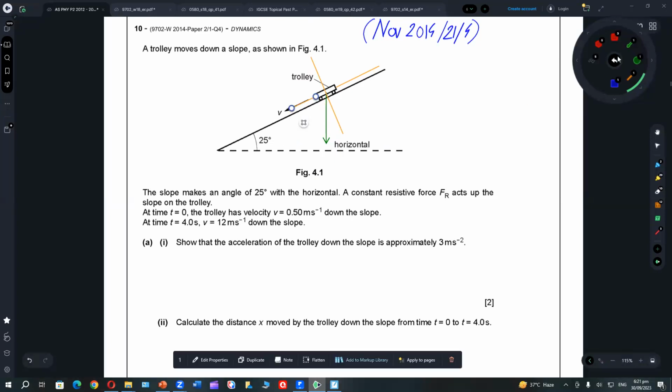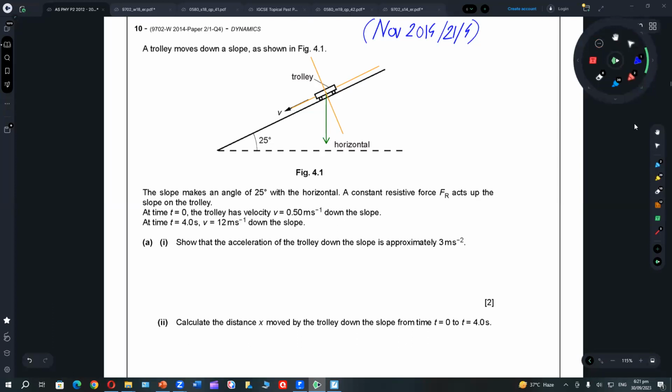So I have made the force diagram, arrows for the force diagram. The angle 25 will be shifted here. I don't have the mass, so I call it mg. He says there is a constant resistive force Fr, so I put Fr here. Let me call it X. The reaction force, normal reaction force.